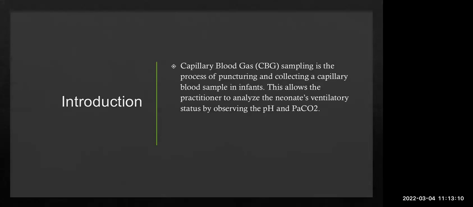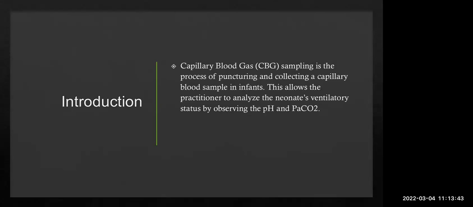Capillary blood gas sampling is the process of puncturing and collecting blood in infants, usually from capillary blood vessels. This allows the doctor to analyze the neonate's ventilatory status by observing the pH and partial pressure of carbon dioxide. However, arterial blood gas is still the gold standard test in sick patients or neonates who are at risk for sudden decompensation.